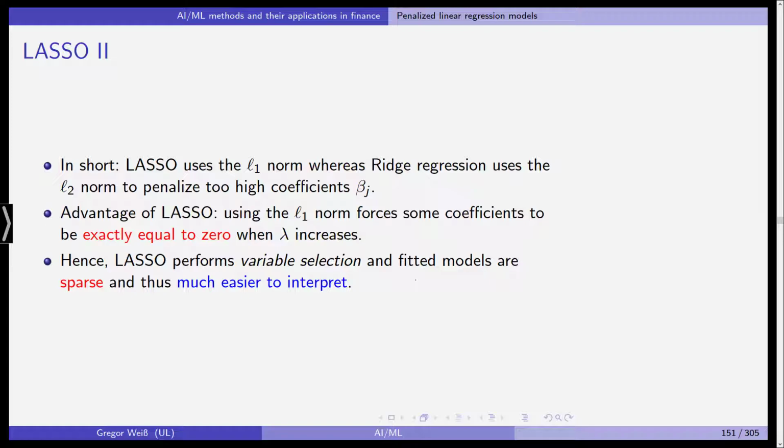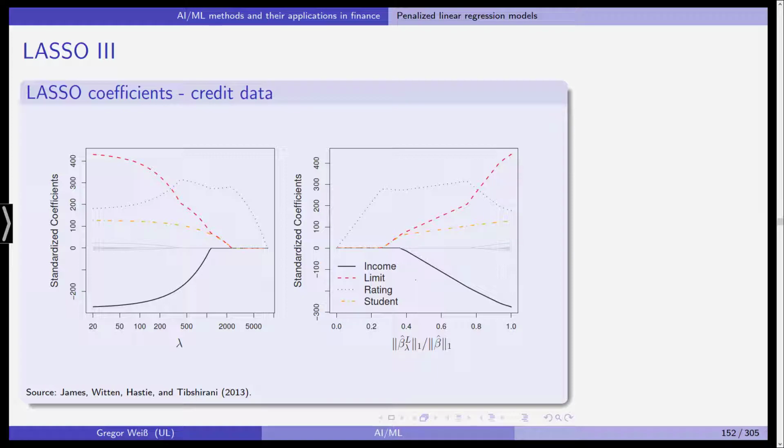They do not include all predictors, and this makes interpretation of the final result much easier in contrast to ridge regression. And this is what it looks like for the credit data. We've seen with ridge regression, those parameters will slowly approach 0. But here you can see, for example, with income, it already becomes 0 here, and all those other predictors have coefficients that are equal to 0 at this point, and this is the difference to ridge regression.